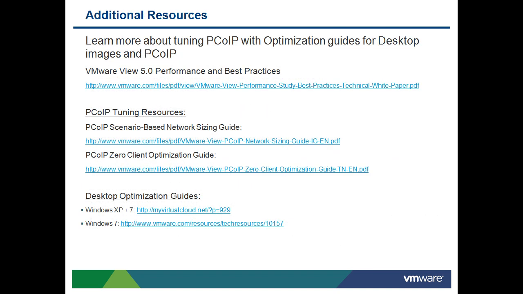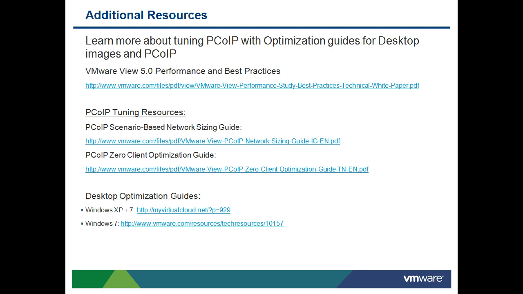So additional resources, I talked about this earlier. Here are some guides. The VMware View 5.0 Performance and Best Practices Guide is a really good write-up, a very recent white paper that was released, and has some good tuning advice in there and some good examples of the bandwidth savings you can see. Obviously, there are PCoIP tuning resources available from Teradici and from VMware. I've listed some of those here. And then there are desktop optimization guides as well from VMware.